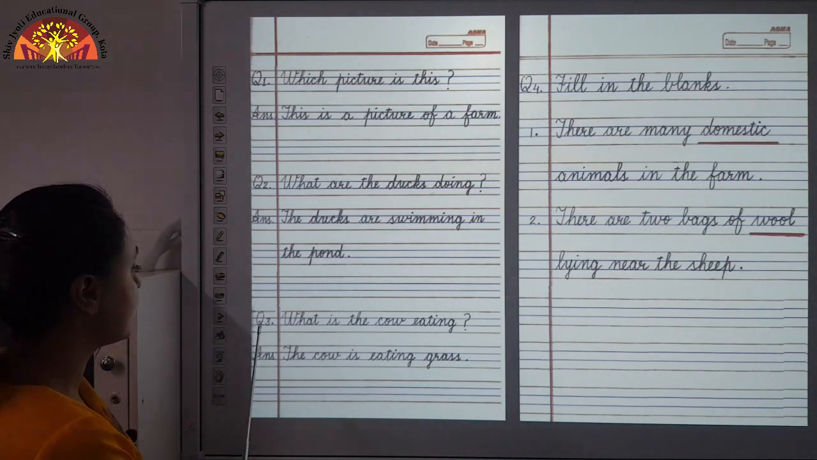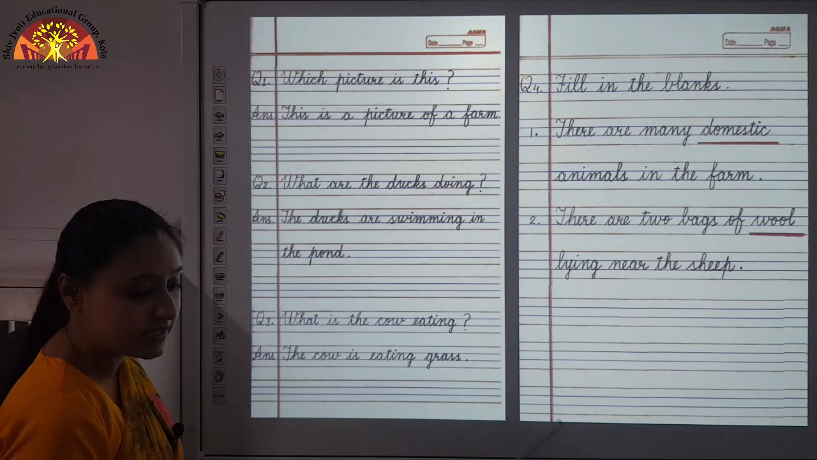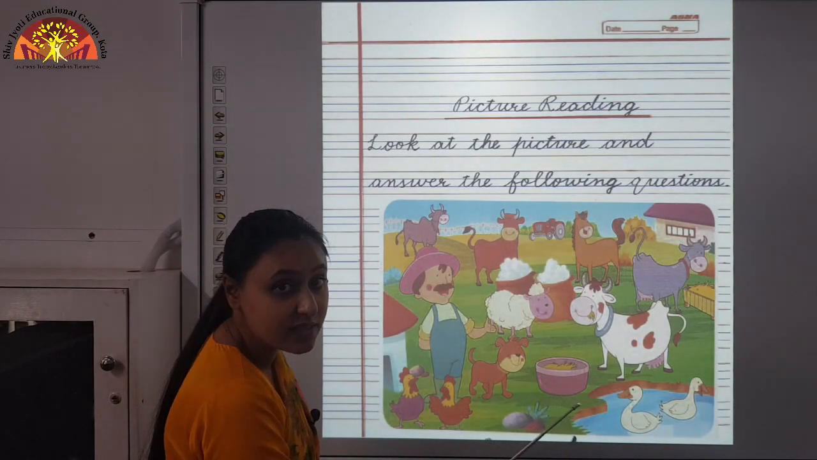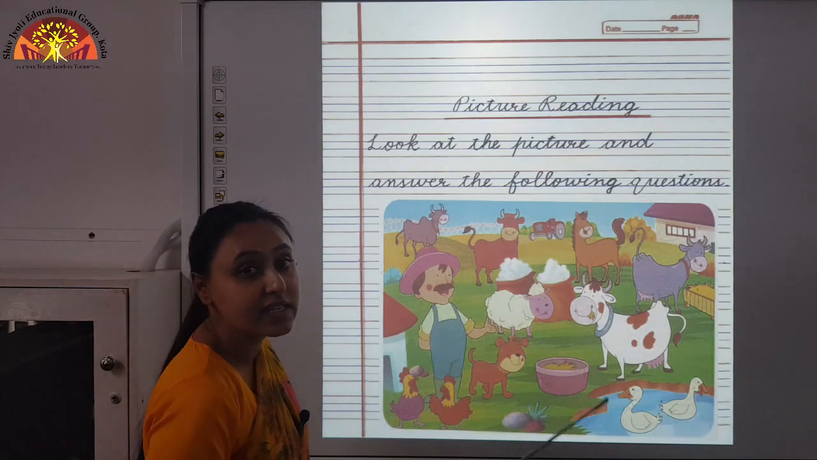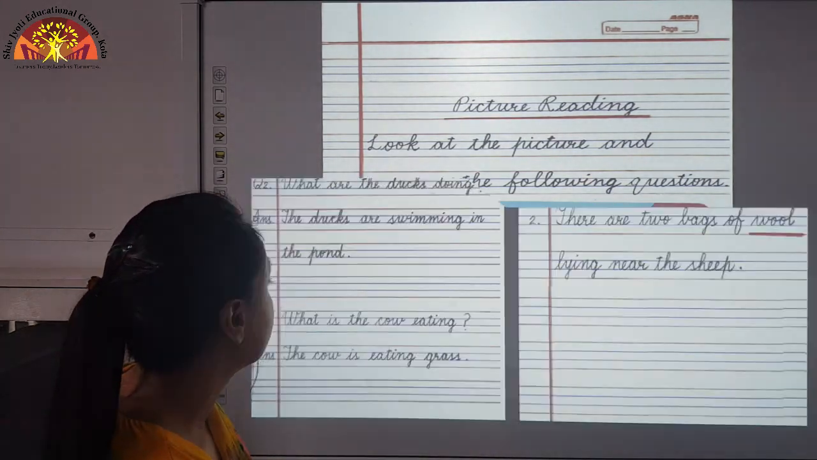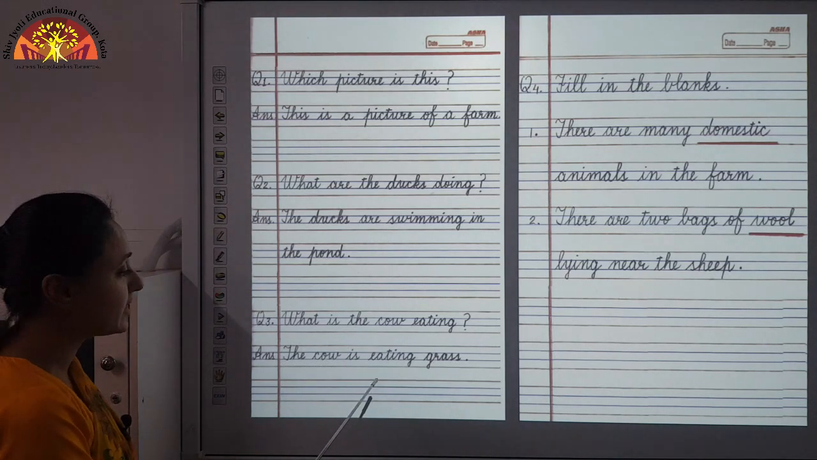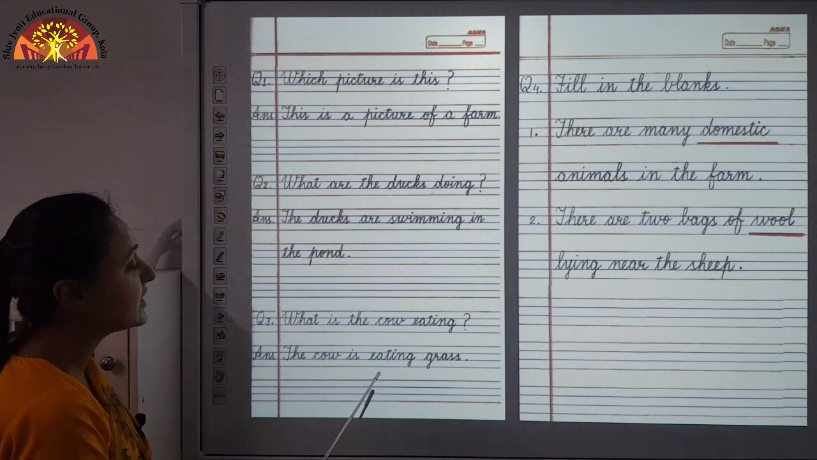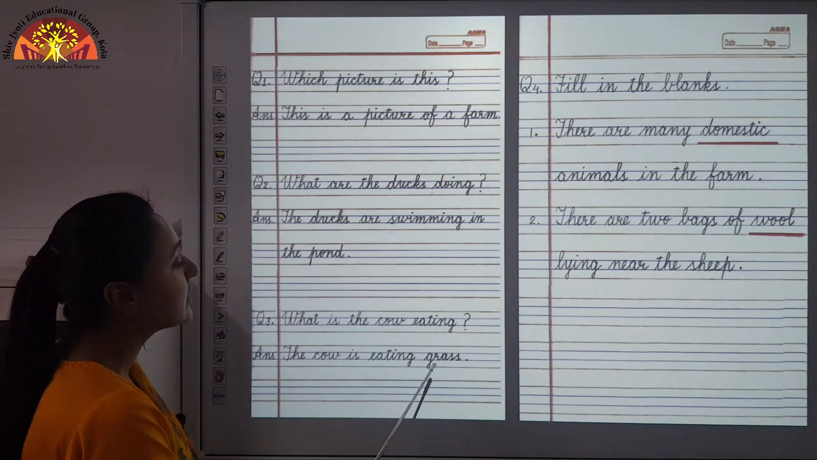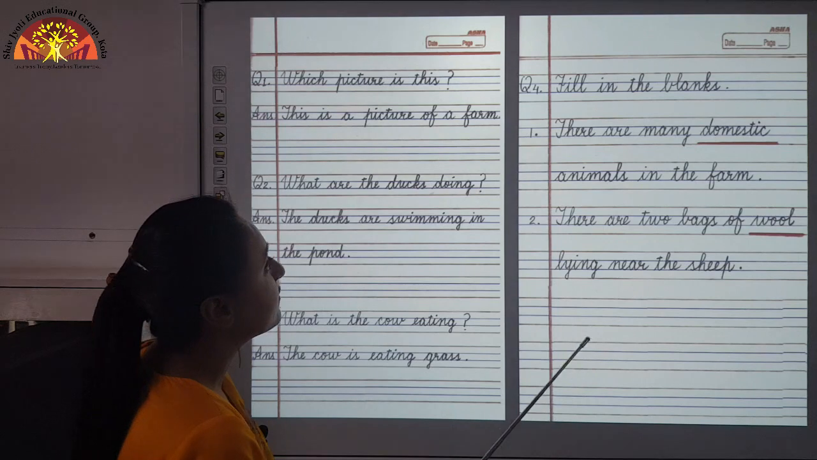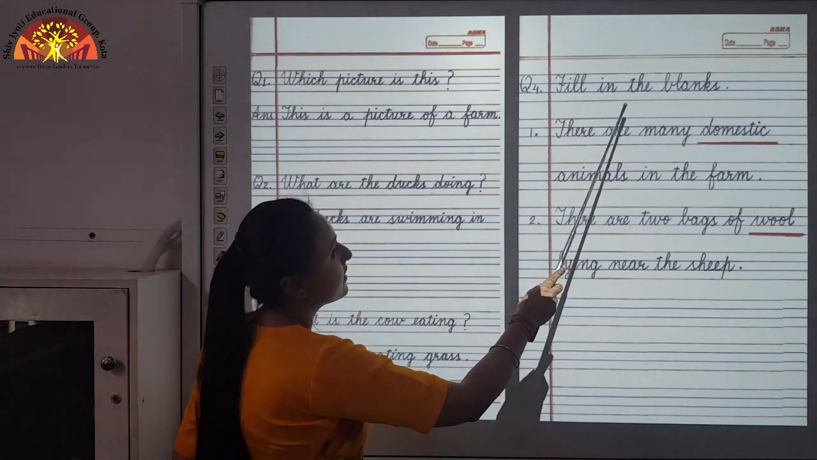Now move to question 3. What is the cow eating? So the answer is, here you can see green grass in the bucket. So the cow is eating grass. So the answer is, the cow is eating grass. The spelling of eating is E-A-T-I-N-G, eating. The spelling of grass is G-R-A-S-S, grass.